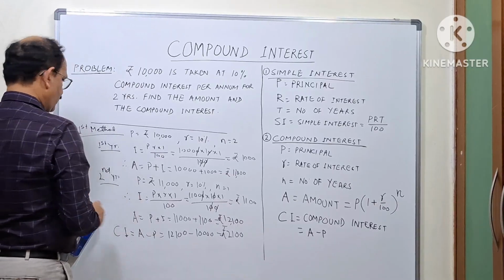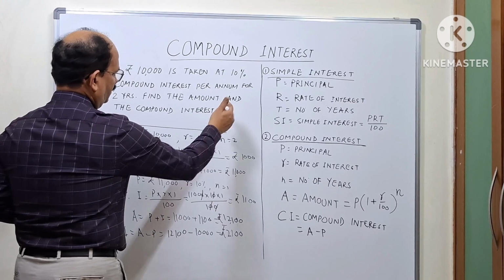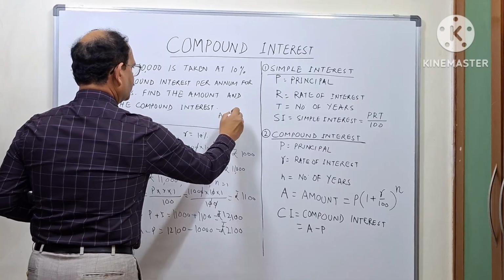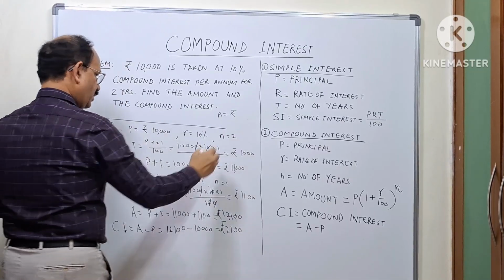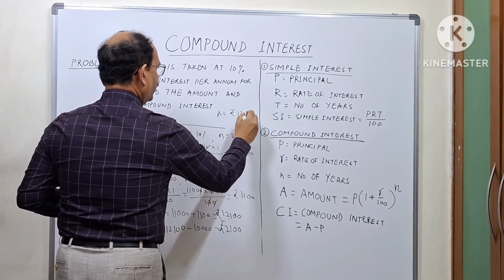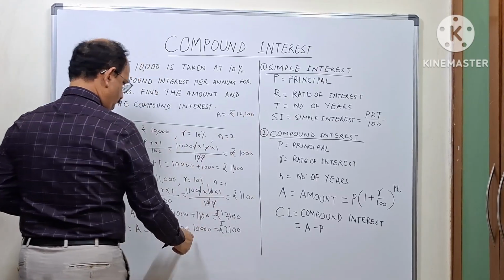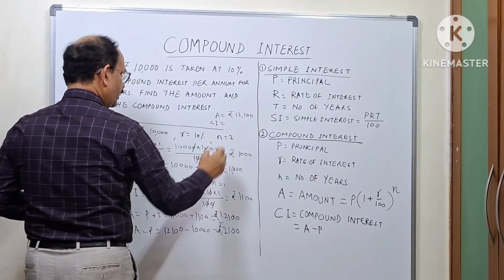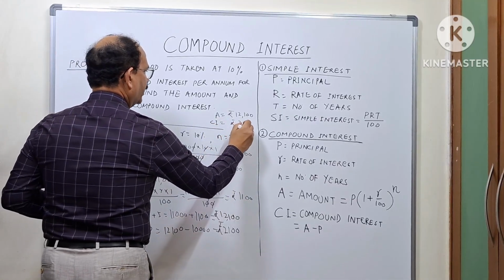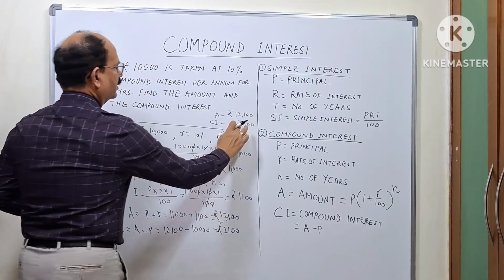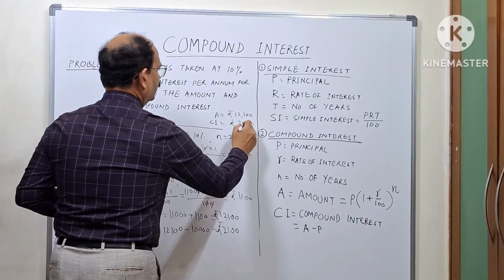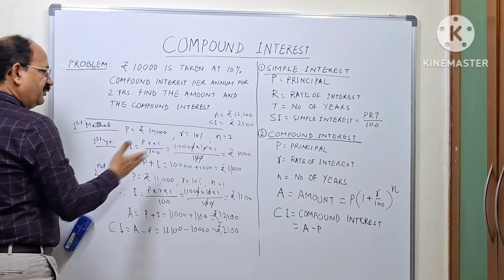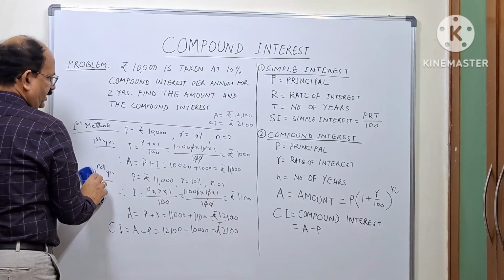Let us mark it somewhere. Suppose I write it here, that the amount finally is rupees 12,100, and the compound interest earned in 2 years is equal to rupees 2,100. Now let's see that the same thing we get from the formula. Let us try that.